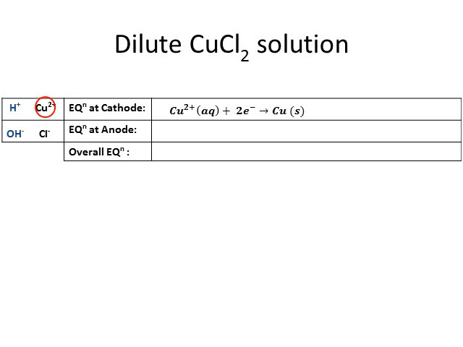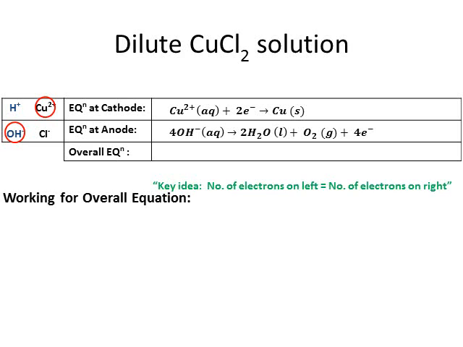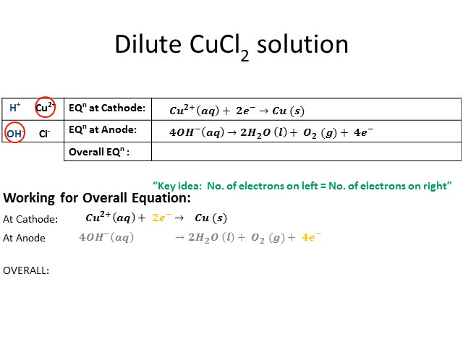Now, because the solution is dilute, the OH minus ions are preferentially discharged. This is what you get. How to write the overall equation? As usual, you can put down the equation at cathode and anode. Now what do you notice? You notice that the cathode is short of electrons, short of 2. So everybody multiply by 2, and you get 2Cu2 plus 4e minus to get 2Cu solid.